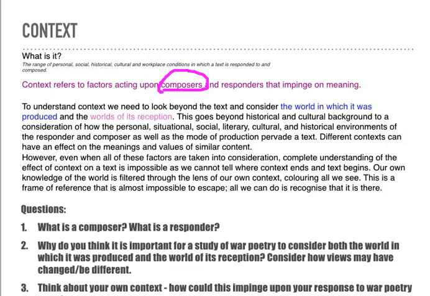But context also refers to the factors that are acting upon the responders. Who are the responders? The responders are us, the people that are engaging with the text, the audience, the reader. So it's the factors that are acting upon both of those people, and how these factors are actually affecting the meaning that's being created or shaped.